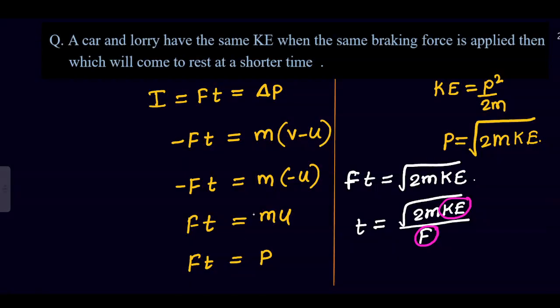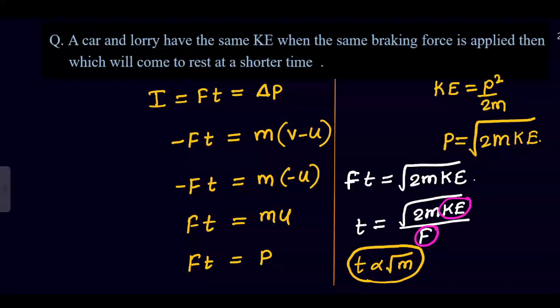Then T is proportional to what? Yes, T is proportional to root m. That means if the mass is high, time is also high, na. Mass is high means time is high. We need the shorter time, that means mass must be low. And which has less mass? Car has less mass. So in this case, which will come to rest in shorter time? Car.